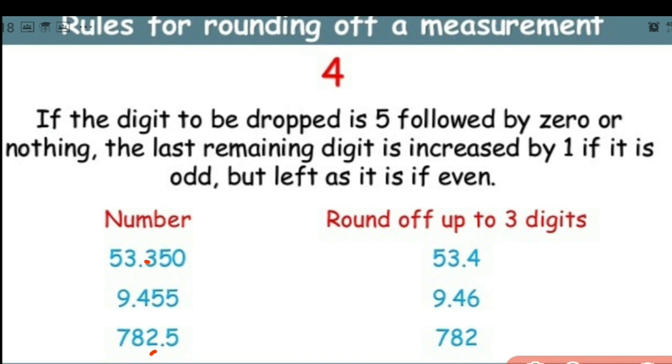So that means if the number to be dropped is less than 5, simply drop. Then if it is greater than 5, then increase the preceding digit by 1. If it is 5 followed by some numbers, then also increase the preceding digit by 1. If it is 5 followed by nothing or 0, then you have to look at what is the preceding digit. If the preceding digit is odd, increase it by 1. If it is even, leave it unchanged. Okay, so these are the rules for rounding.